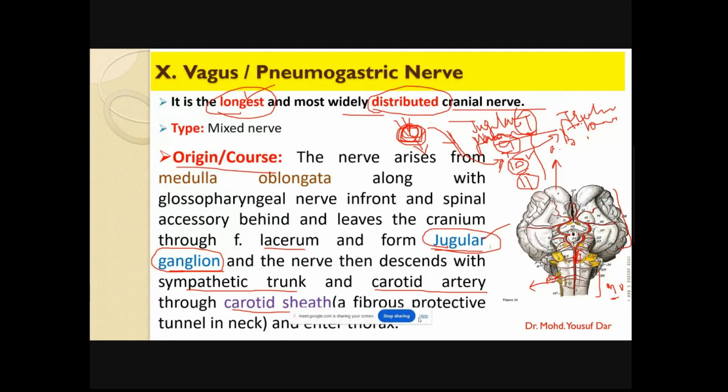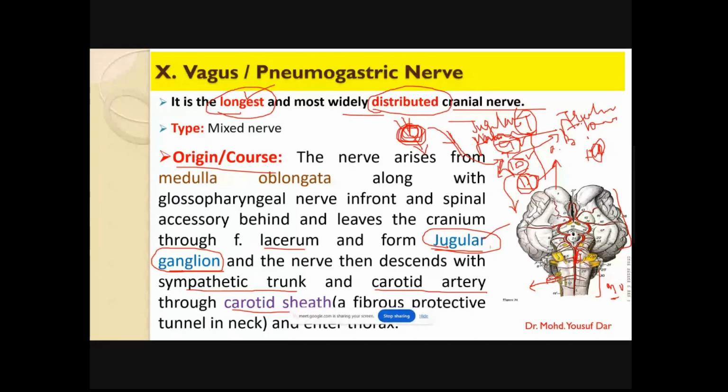In front of the vagus कौन सी nerve होती है, that is the 9th glossopharyngeal. उसके पीछे there is origin of the spinal accessory, and so when it arises from this medulla oblongata it leaves the cranium through foramen lacerum. तो फिर after leaving the foramen lacerum एक ganglion that is known as jugular ganglion, and then it runs along the jugular furrow. Here it gets accompanied by the sympathetic trunk and carotid artery, and these structures will pass through a tunnel or a fibrous connective tissue sheath that is known as carotid sheath.